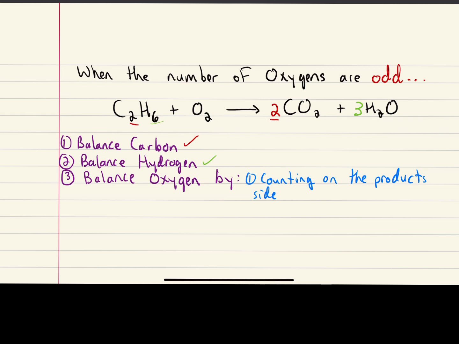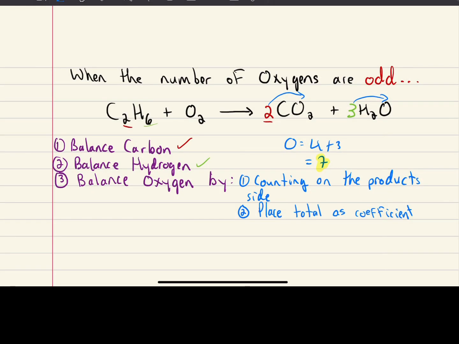Lastly, we're going to balance oxygen by counting on the product side. So we got 2 times 2, and that'd be 4, plus 3 times 1, so 4 plus 3, that gives us 7. Then we're going to place the total, in this case 7, as a coefficient over here. So we'll put 7 like this.